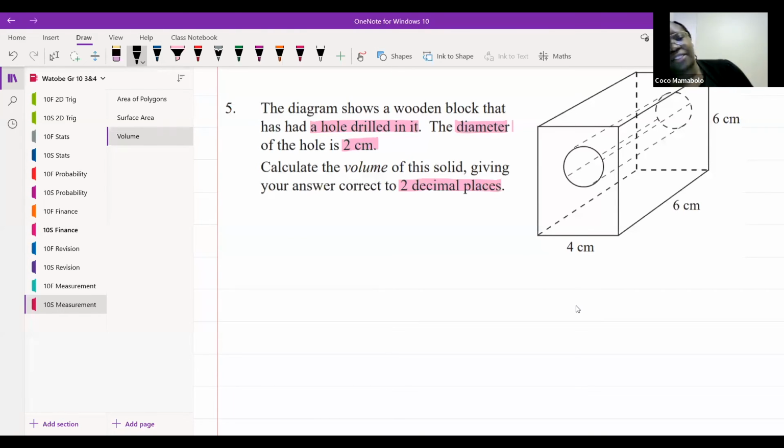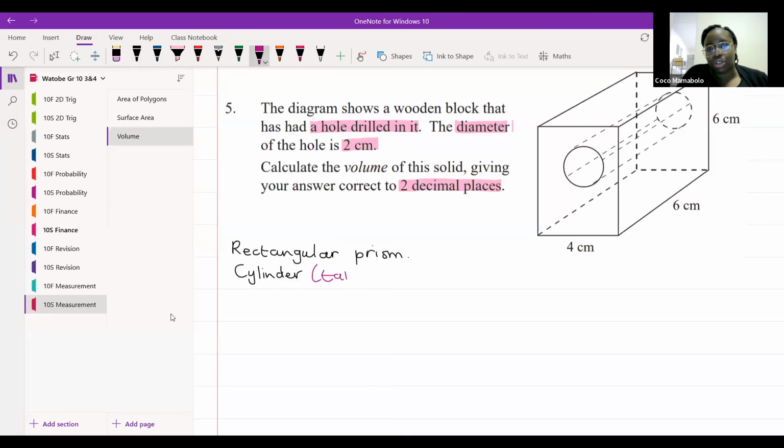So we're going to have to identify the shapes that we're going to use here first. Correct. So we know that our thing is made up of 2 different shapes, right? The first shape is the rectangular prism. And the hole that's been drilled in here is what kind of shape? Correct, Pascal. It's a cylinder. Excellent. Now, we know that the cylinder part has been taken out. So what are we going to do?